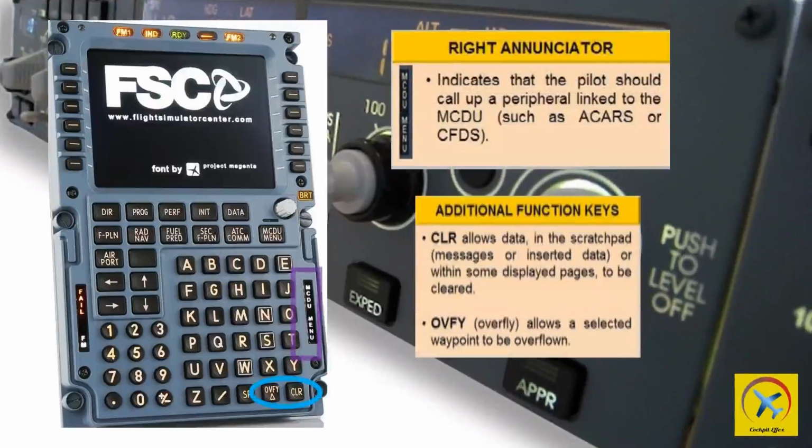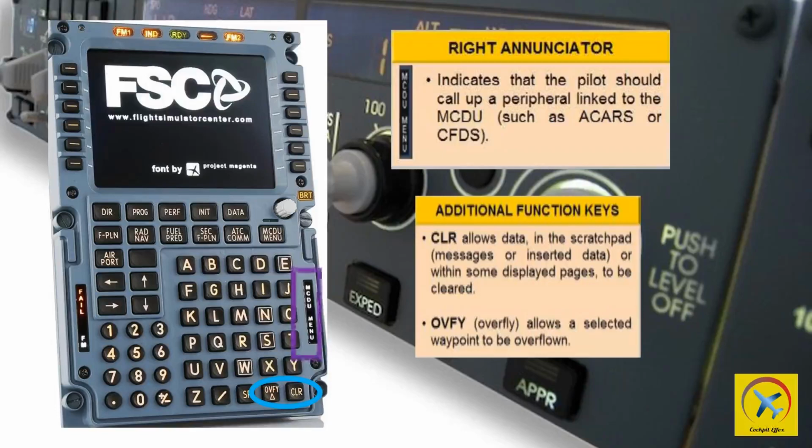Clear key. Clears messages and data from the scratch pad or an individual data field. If alphanumeric characters have been entered into the scratch pad, a single, short press of the key erases the last character entered. A longer press of the key erases the entire scratch pad entry. When the key is pushed and the scratch pad is empty, CLR appears in the scratch pad.